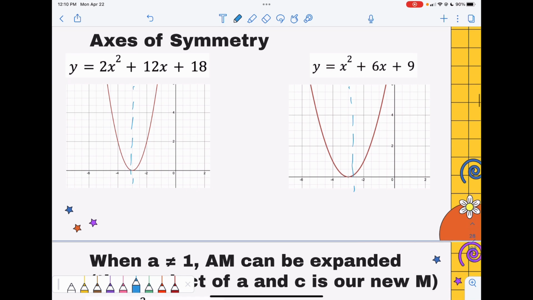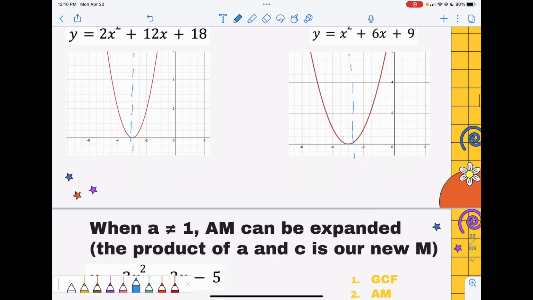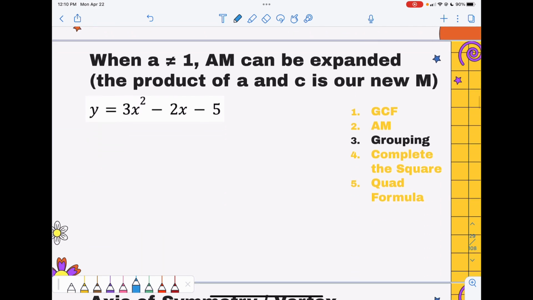I did miss that pretty much entirely, but you get the idea. So when a is not equal to 1, AM can be expanded. The product of a and c is our new m. So let's try grouping. Again, we know what this is. Our first step is to multiply 3 times negative 5 and get negative 15. Negative 15 factor pairs, 1 times 15, 3 times 5. And which one of those could add to negative 2?